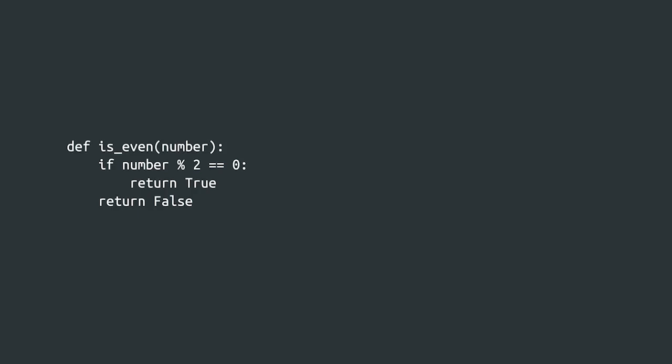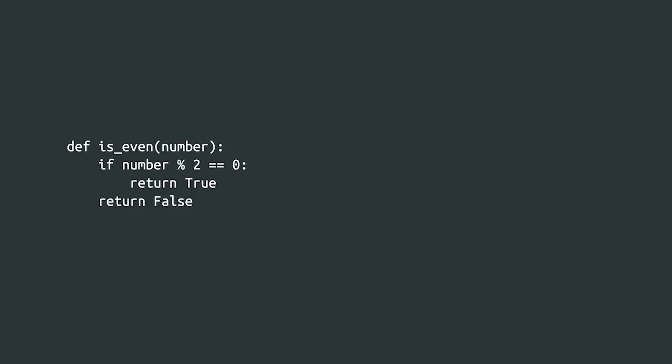Even numbers are all multiples of 2, which means the remainder of the integer division between an even number and 2 is always going to be 0. In this function, we're using this principle to decide whether a number is even or not. So, how come we have these two return statements, one below the other, without an else statement?